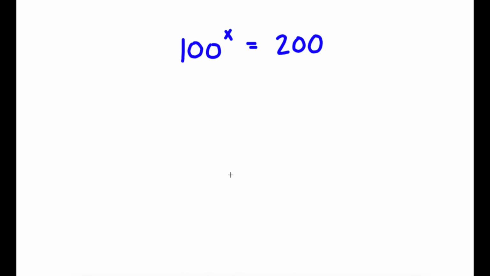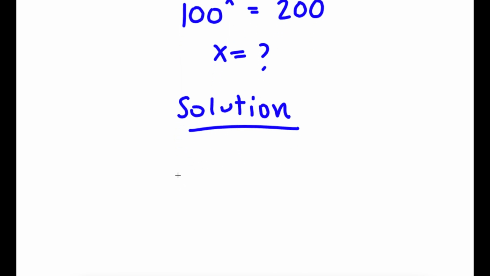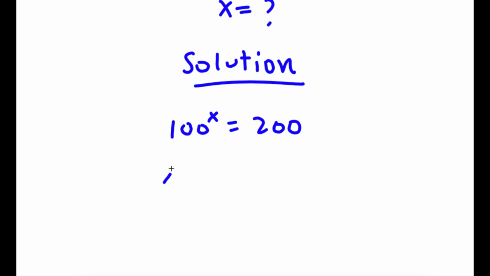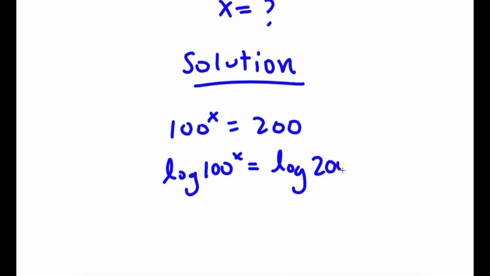All right, so in this problem, I have 100 to the power of x is equal to 200. So I'm going to find the value of x here. So for my solution, first start with 100 to the power of x is equal to 200. And now I'm going to take the log on both sides. So now I have log 100 to the power of x is equal to log 200.